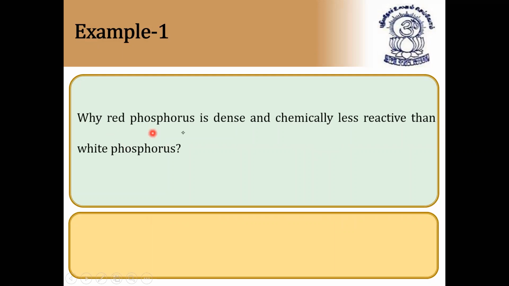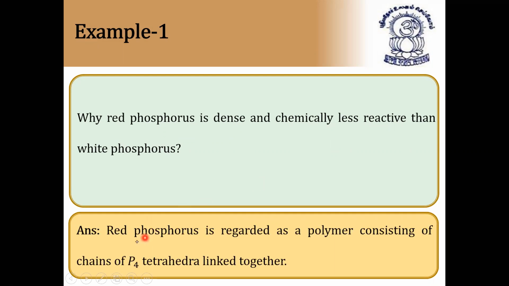Now, why is red phosphorus dense and chemically less reactive than white phosphorus? Because red phosphorus is regarded as a polymer, as it contains a long chain of tetrahedral P4 units linked together. That's why it is dense and chemically less reactive.